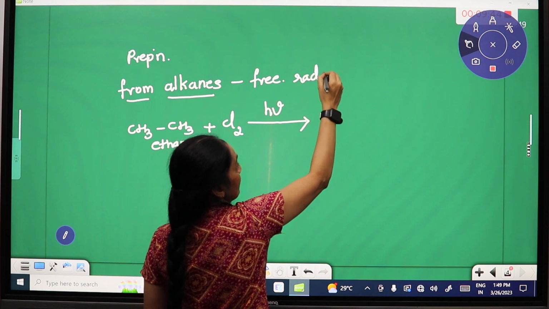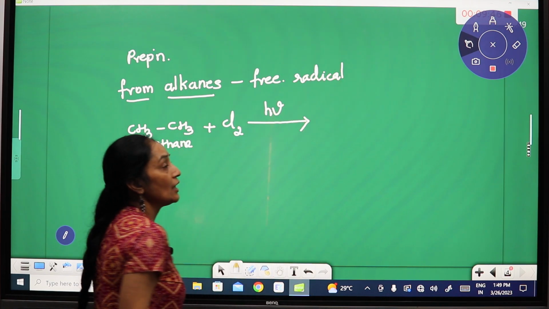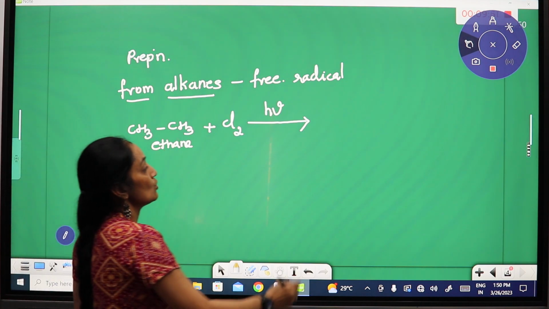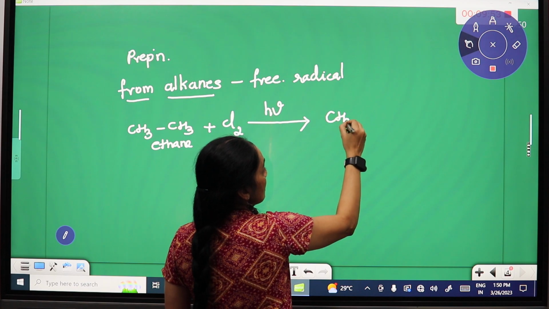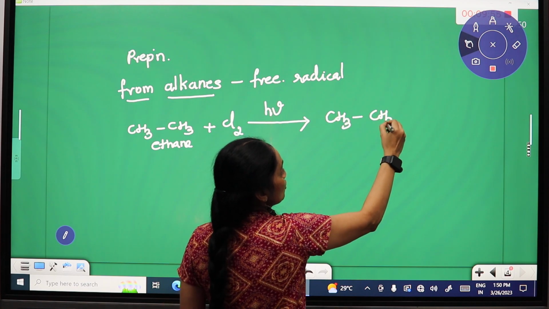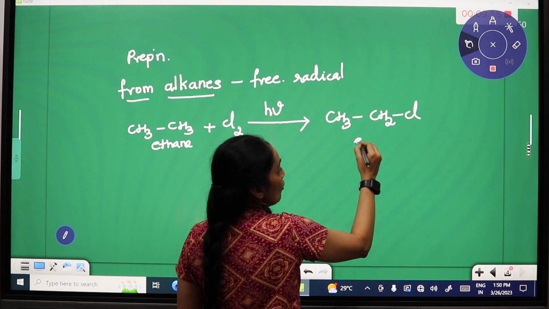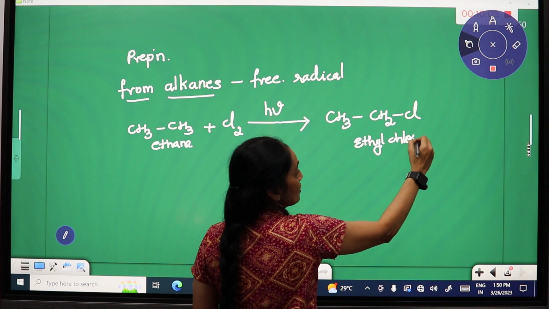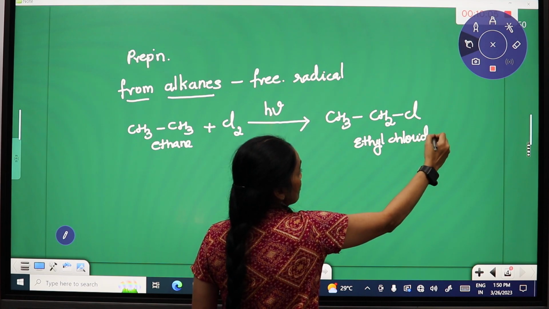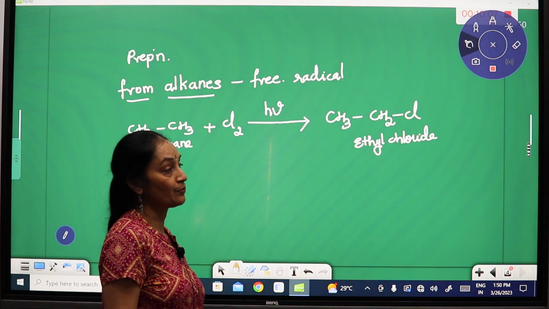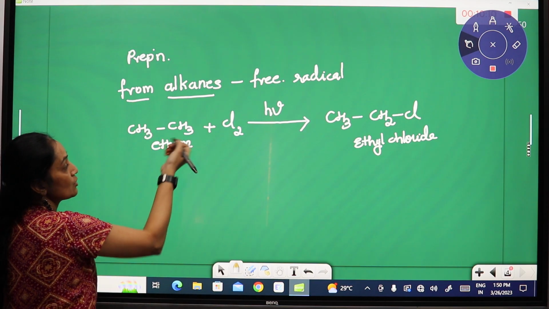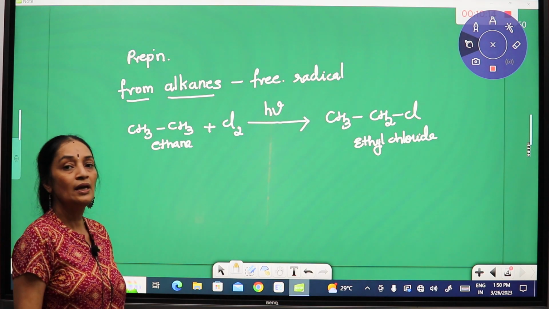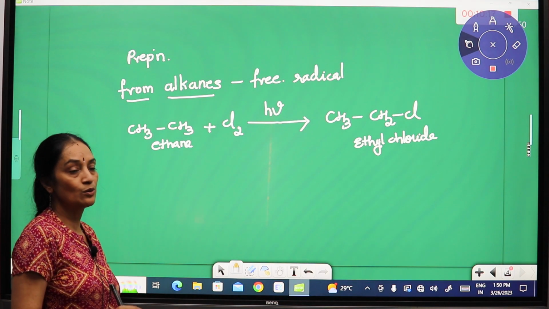In the free radical mechanism, I can substitute any of the hydrogen atoms. So, I can get CH3CH2Cl, which we call ethyl chloride, or it is also called chloroethane. Same thing, if it is a 2 carbon atom, I can substitute any hydrogen, that goes on.